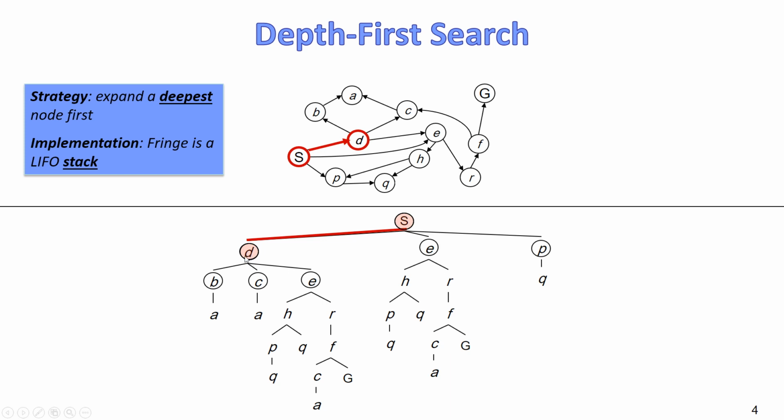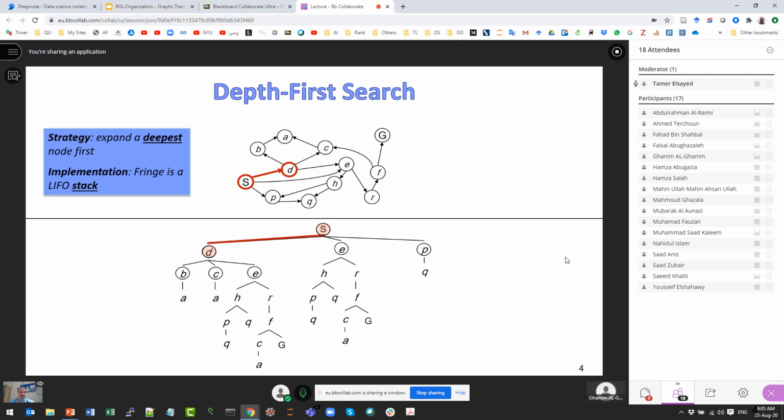Now, once we select D, we'll expand it to B, C, and E. Okay, now we have 5 nodes in the fringe. So which one should we expand next? Any answer?